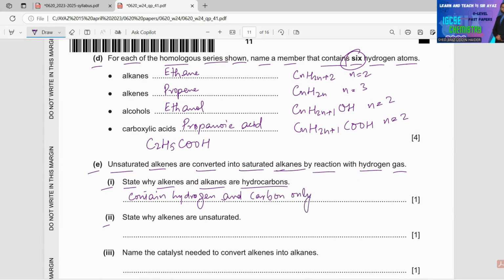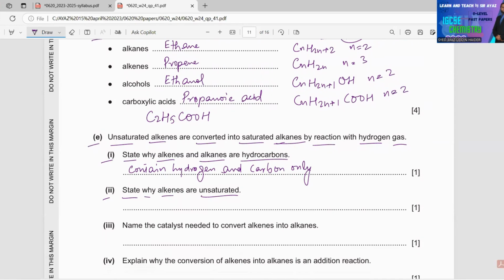Moving to next part. State why alkenes are unsaturated. Alkenes have a carbon-carbon double bond. So you write contain carbon-carbon double bond.